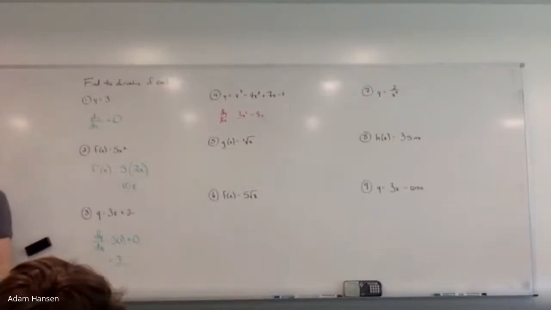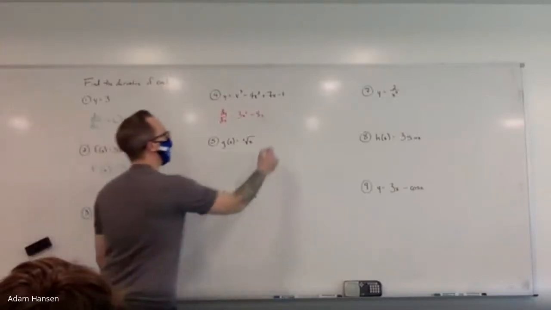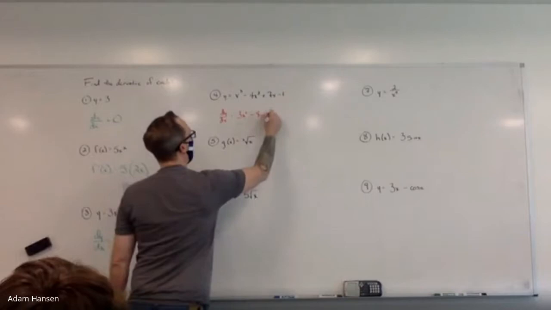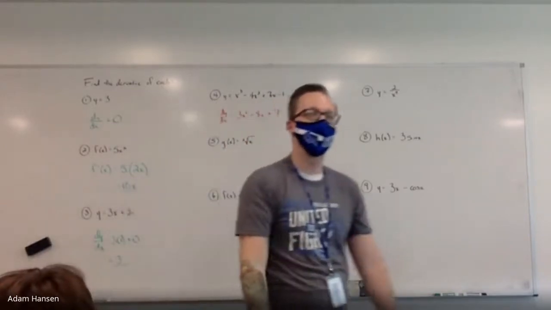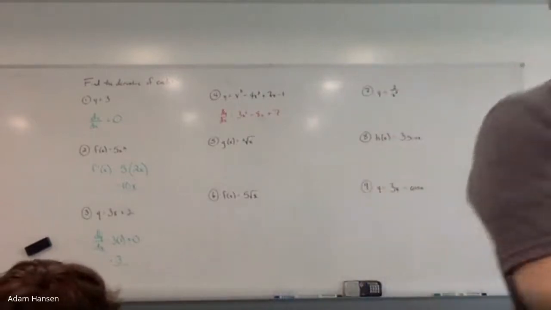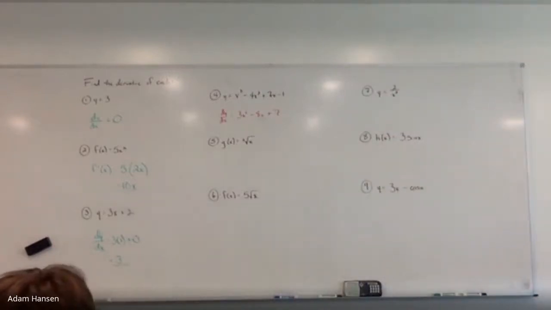What's the derivative of 7x? 7. And the derivative of negative 1? 0. Done. 3x squared minus 8x plus 7 for the derivative.